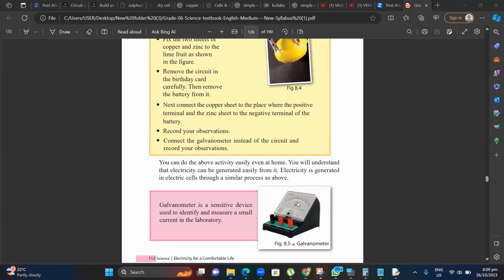And some of these have positive and negative sides, so it will only work in that direction. But here in a galvanometer, you can measure either a positive current or a negative current. When there is a positive current, it will go in one direction. When there's a negative current, it will go in another direction. That's why we are using a center zero galvanometer here.